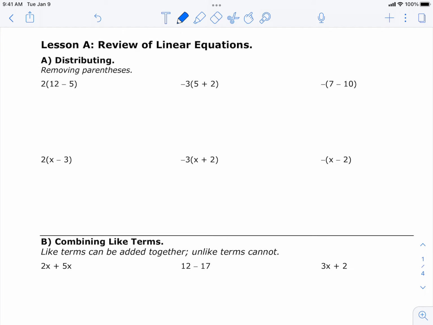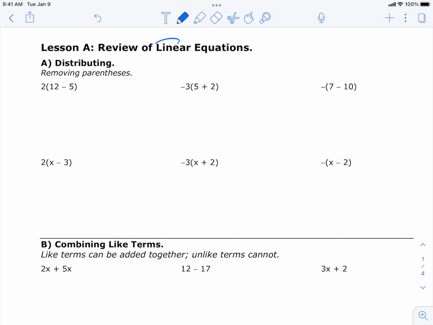Welcome to our review of linear equations. Before we get too far into a college algebra course, we should make sure, day one, that we are up to snuff on solving some basic equations. And by basic, I mean linear. And by linear, I mean you're going to have x's.